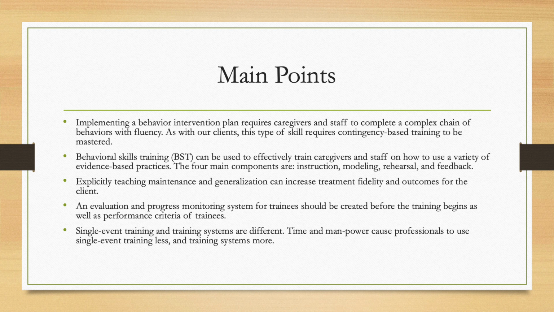Now you also have training systems and they're different. They're not the same as single event training. Single event training seems to be the most effective form, but there just isn't manpower. Training systems reach a wider scope. They're easier to do. A lot of the time, it's the RBT 40-hour training, basically, which is a training system. And the reason why training systems are used more than single event training, even though single event training is wildly more effective, is because time and manpower cause professionals to use single event training less and training systems more.